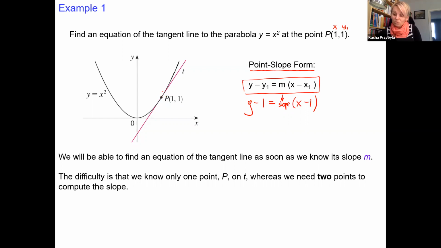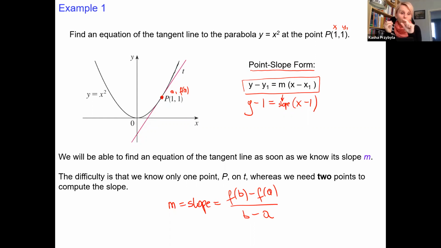Because we know the formula for the slope. Really basic one will be f of b minus f of a over b minus a. We need 2 points. Theoretically, I have only a, f of a. I only have 1 point. We really need 2 points to get a slope, rise over run. That's what we will do.